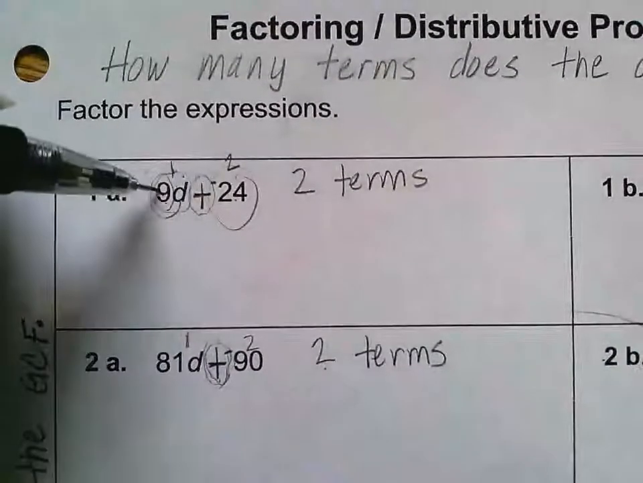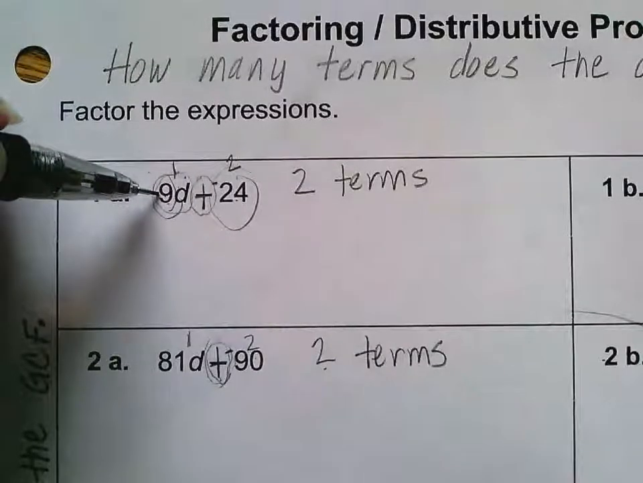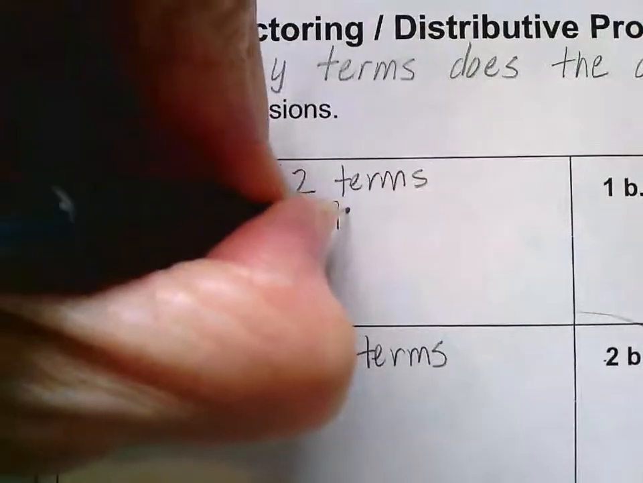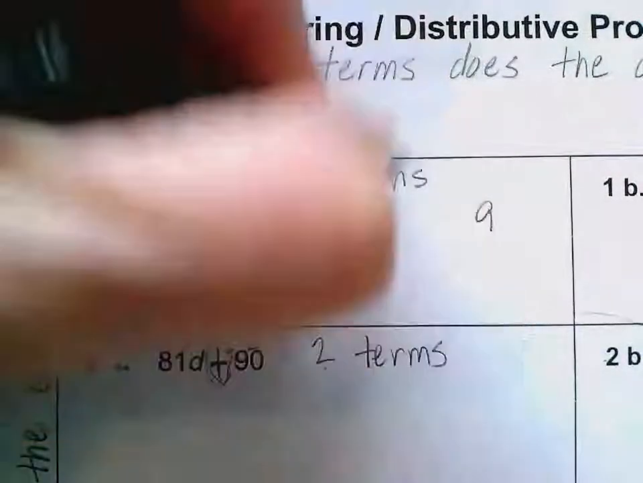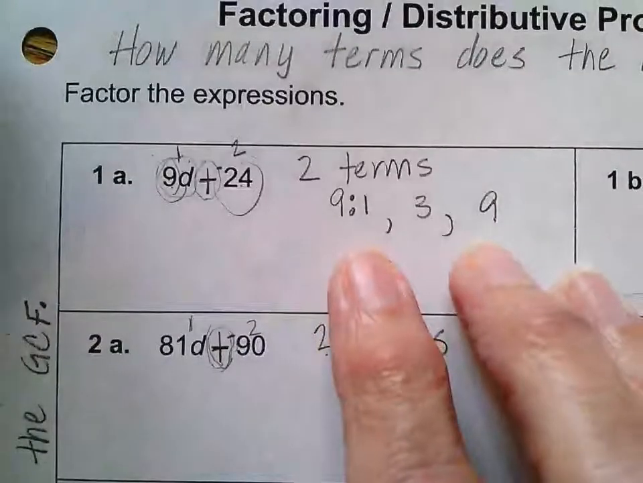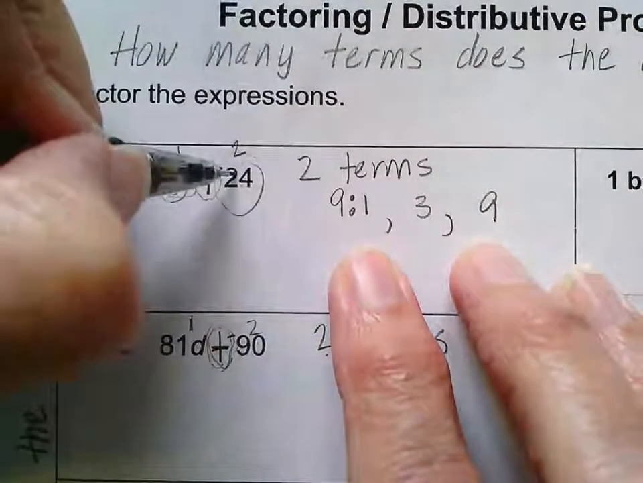One way to go about it is to list all the factors of 9 and all the factors of 24. So I will do that here. 1 times 9 is 9, 3 times 3 is 9. Those are all the factors of 9. 24 has a lot of factors.